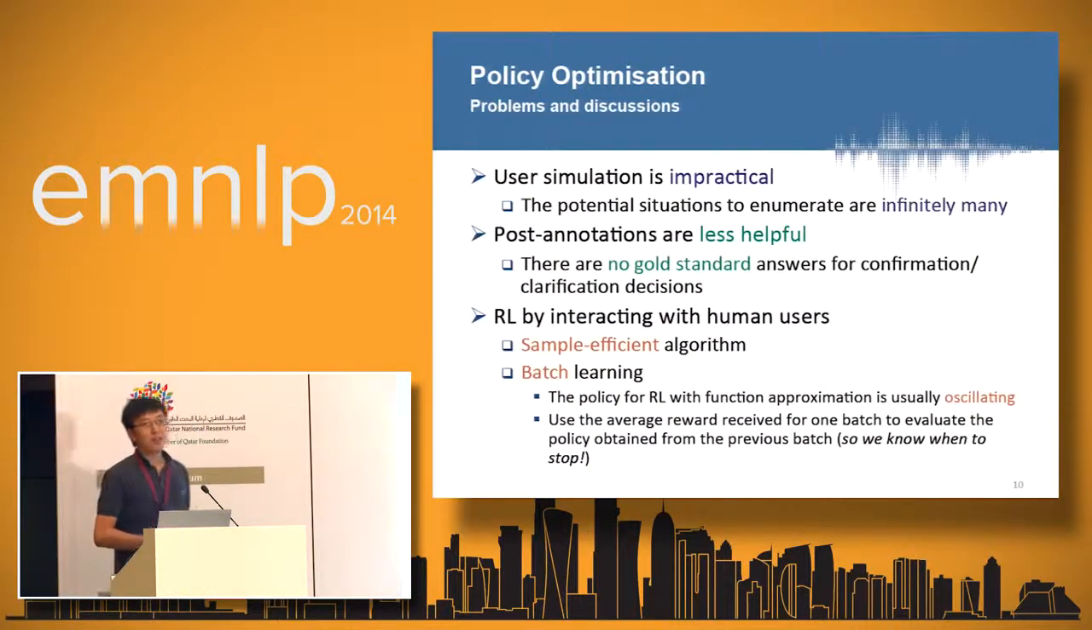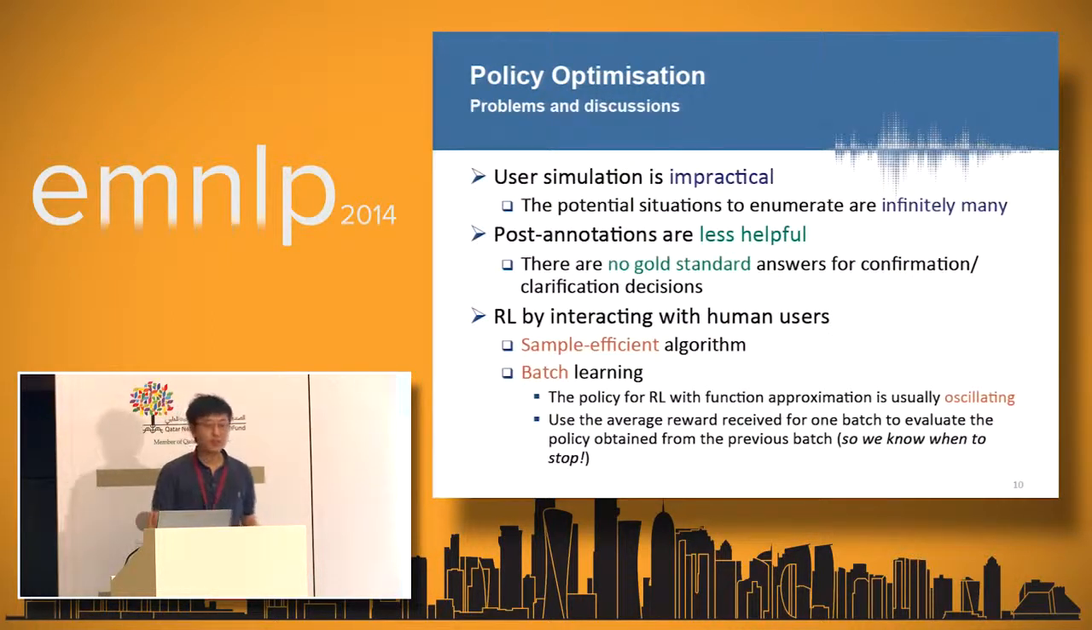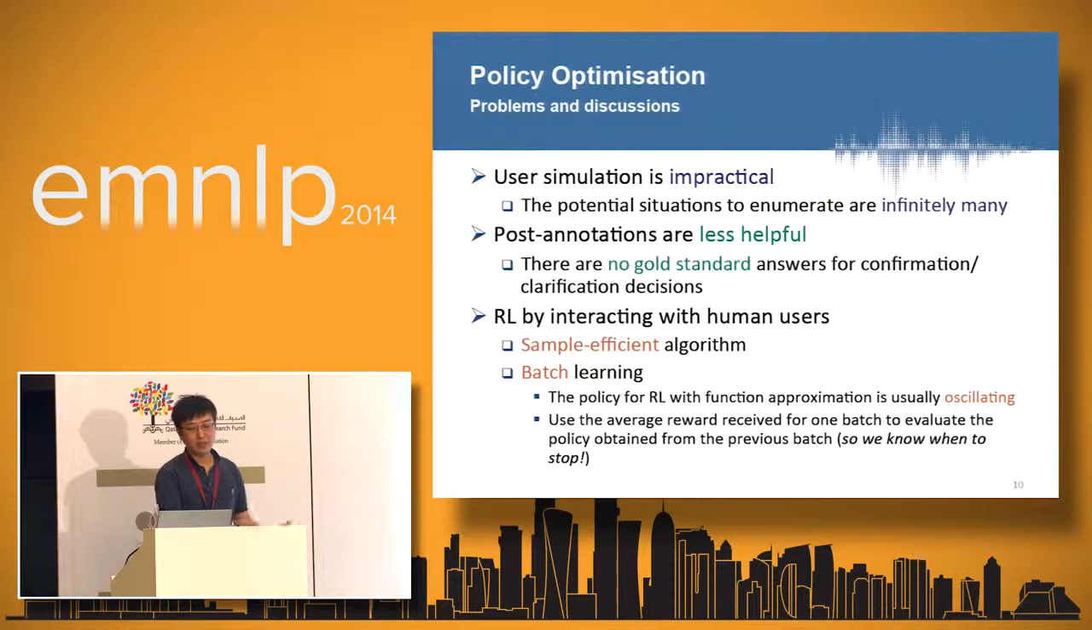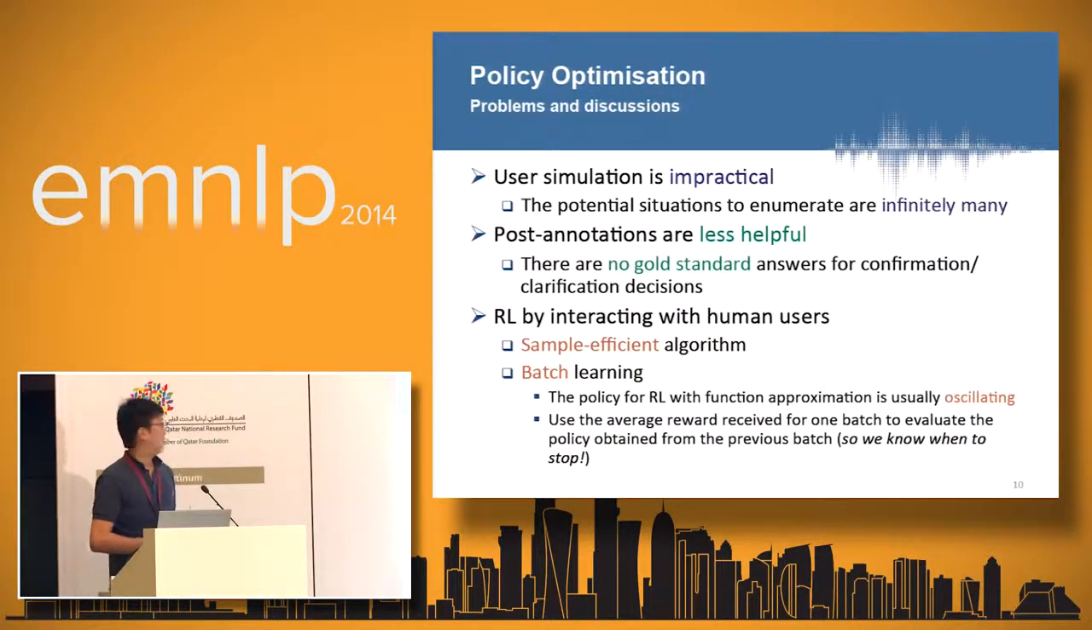Okay, how about we collect a lot of data and manually label it afterward? It's still not very helpful because you have these confirmation and clarification actions, and it's a planning problem. There's no gold standard to say whether this is a good action or not. It pretty much depends on how you feel about the natural needs of the dialogue. So what we have to do is reinforcement learning by directly interacting with human users.